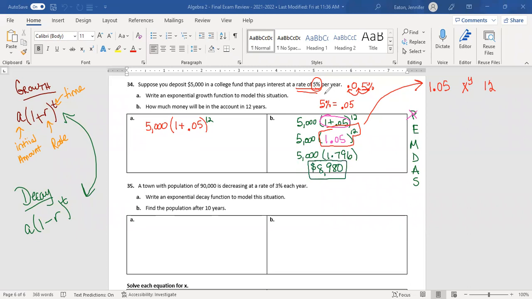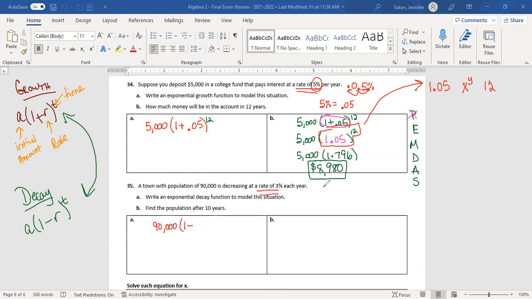Okay, let's go ahead and do number 35. We have a town population of 90,000 decreasing at a rate of 3% each year. So we're going to write an exponential decay problem. So we're going to write our initial amount, 90,000. We're going to multiply that by 1 minus the rate.